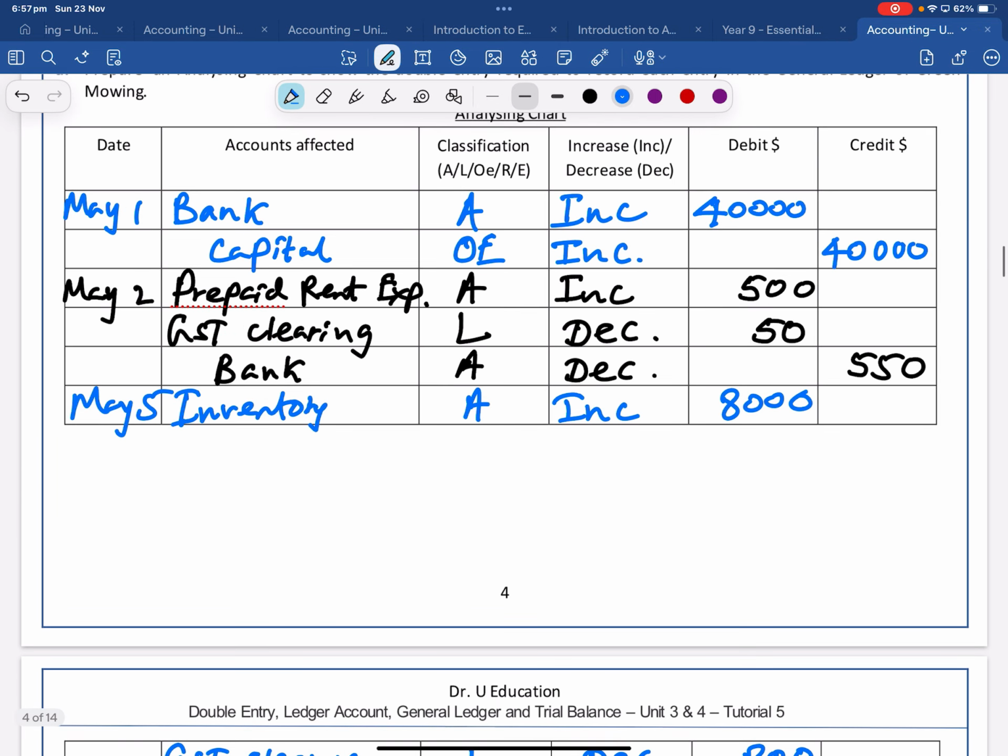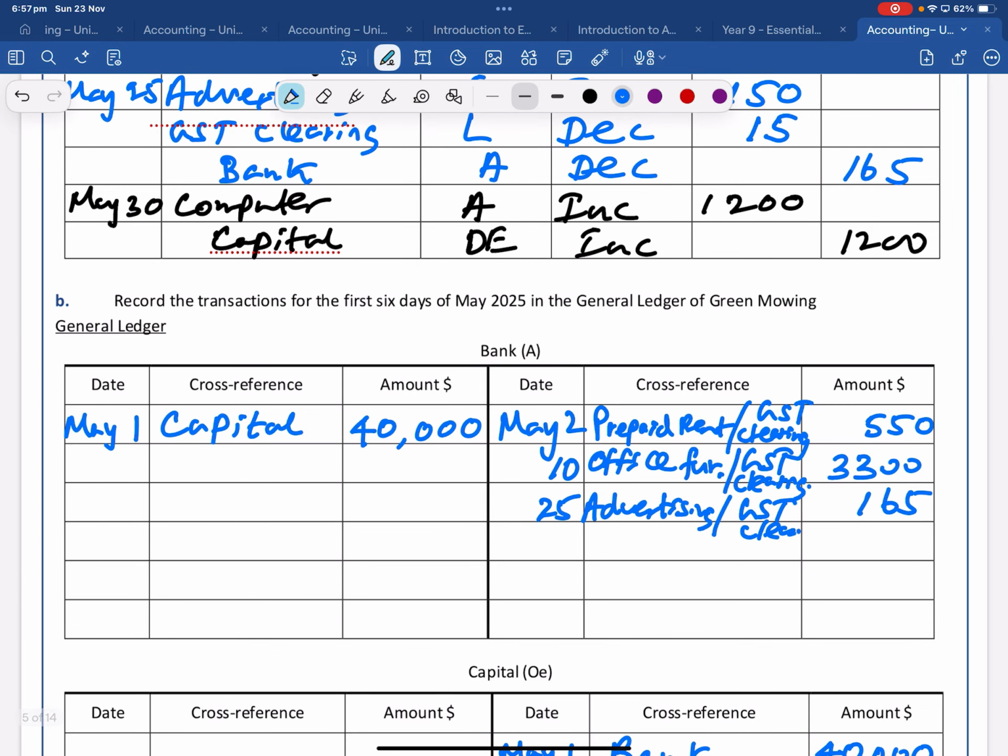Analyzing chart, I'm going to cut off in the future. Only for the first few questions we'll have an analyzing chart, but then we are going to get rid of it. However, it's coming in a different version in the future.